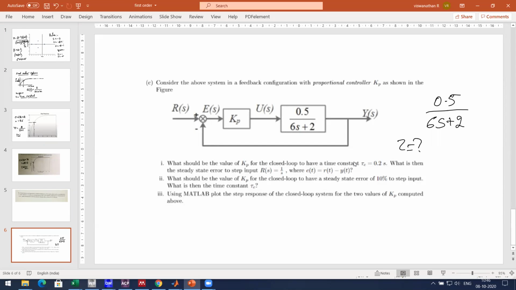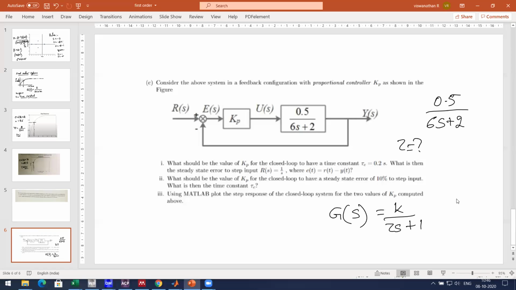Sir, we take 2 K common. G of s is equal to K divided by tau s plus 1. So if you want to have 1 here, what should you do? Take 2 common, sir. Divide by 2.